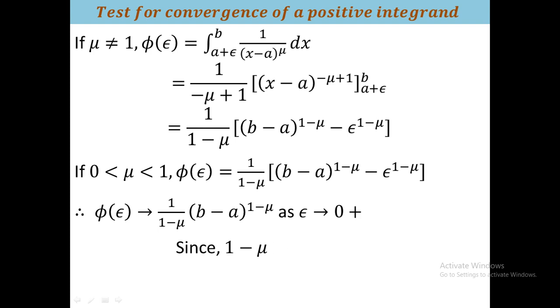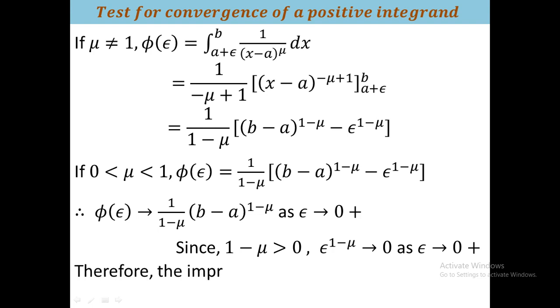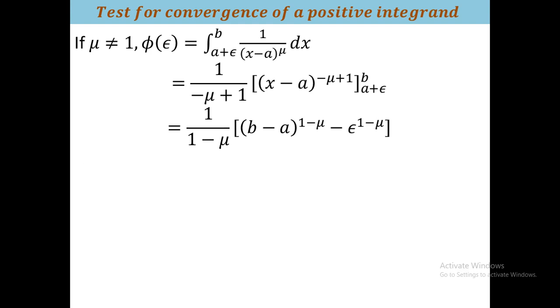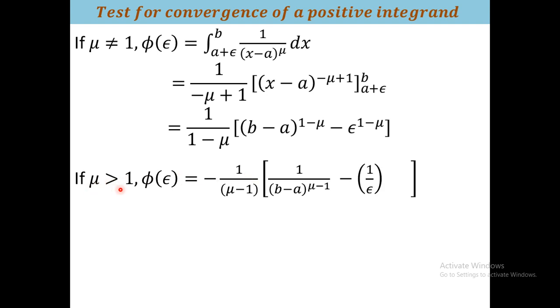Since 1 minus mu is positive, epsilon to the power of 1 minus mu will tend to 0 as epsilon tends to 0 plus. Okay, so in this case the improper integration is convergent. Therefore the improper integral is convergent when 0 less than mu less than 1. Okay. Now the remaining portion is mu greater than 1. If mu greater than 1, then you see that mu minus 1 is positive. Mu minus 1 is positive.